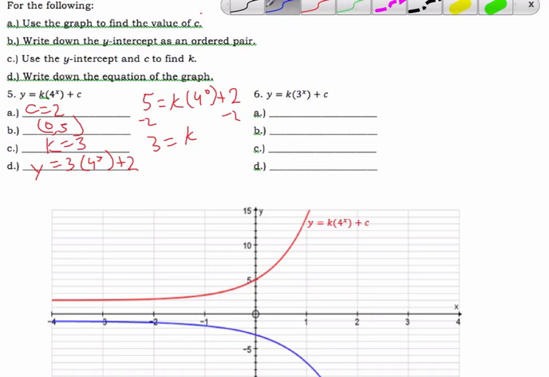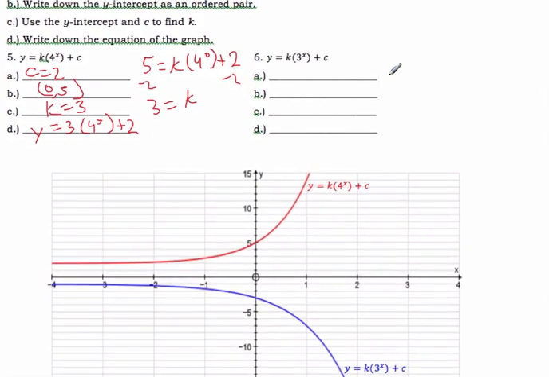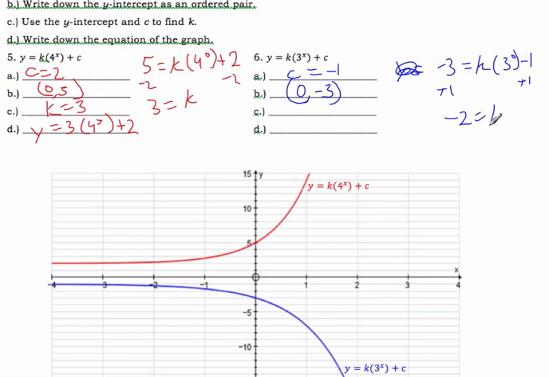Okay, next we're going to find the equation of the blue graph, and then maybe I should scroll down a bit. So the value of c, the horizontal asymptote, is at -1, so c equals -1. The y-intercept is -3, so (0, -3). And we're going to solve now to find the value of k. So the y value is -3, so -3 equals k times 3 to the power of 0 minus 1. We can add 1 to both sides right now to get rid of that -1. So we have -2 equals, and that's just 1, so -2 equals k.